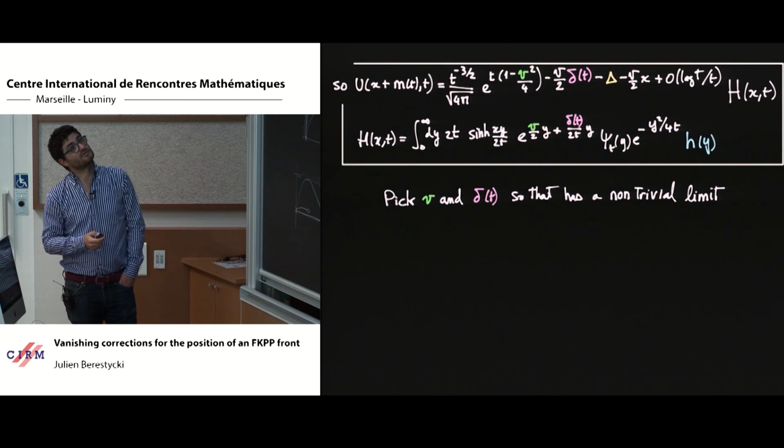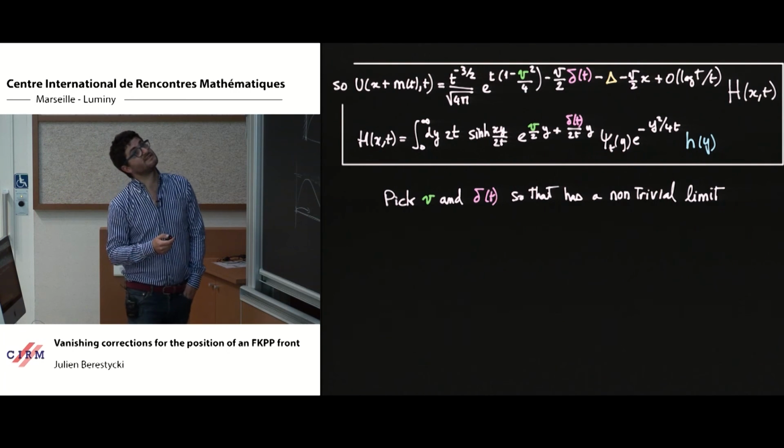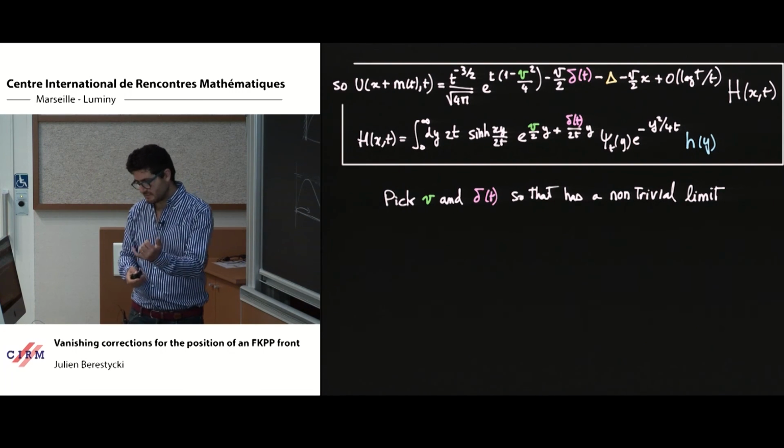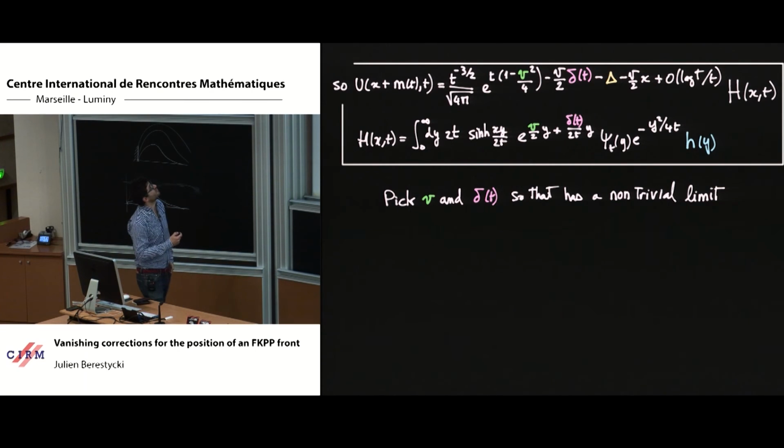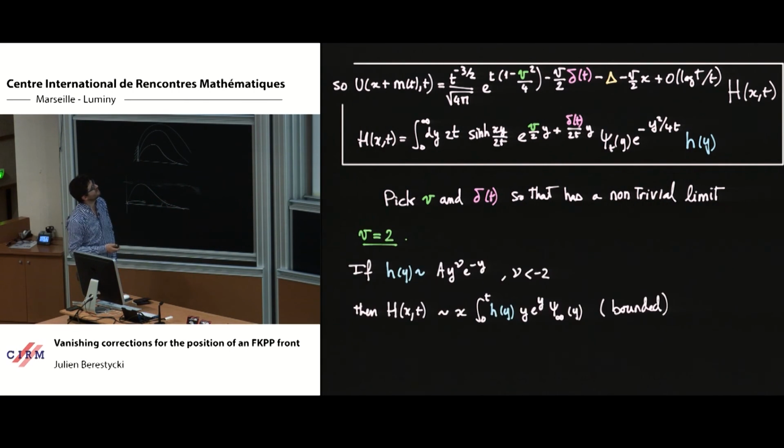So the game here now is I want to pick v and delta, so that's my m killing boundary, so that I get a non-trivial limit for this, right? So how do you do this? Well, the first thing you notice is that if h is decreasing fast enough, then this h here has to be bounded. So you can basically say that this guy here is a constant.